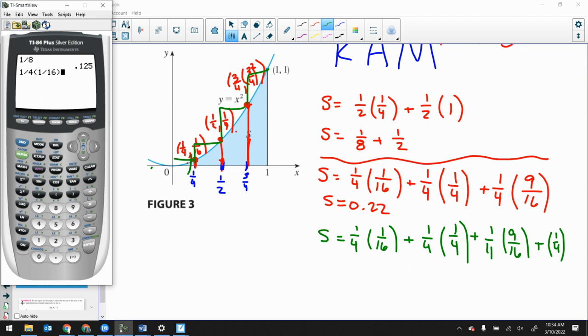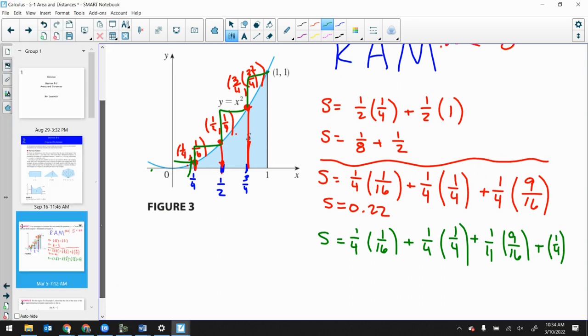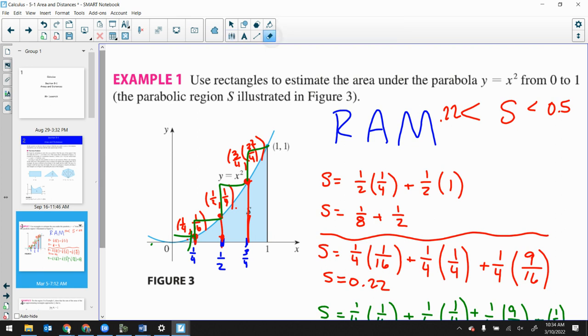If you're not paying attention now, this is going to be rough later. I promise you need to understand the baby steps, because this ain't going to be baby steps. Divided by 1/4 plus 1/4 times 9/16 plus 1/4. Okay, we're getting smaller. 0.47.